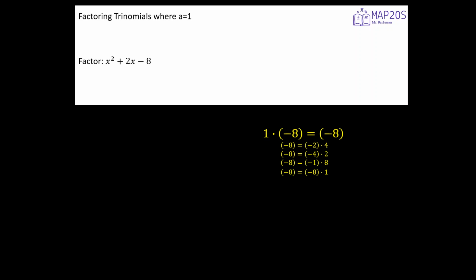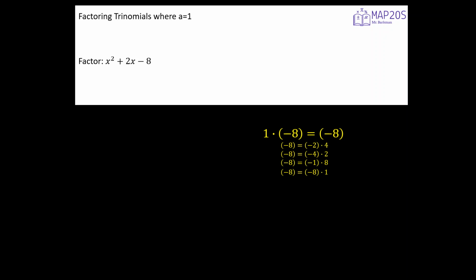Now, because it's negative, we know that one of our factors has to be negative and one has to be positive. So I put the negatives first and then the positives second. Doesn't really matter. Multiplying works both ways. So that was step 2, to come up with the pairs of factors. Step 3 is to take a look at which pair of factors will add to our B value.